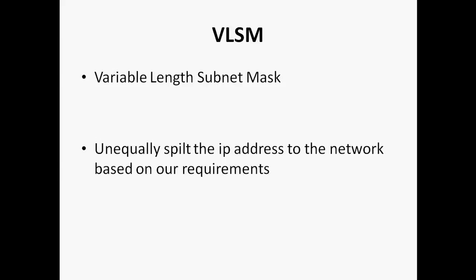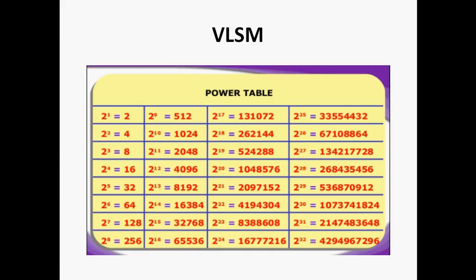That means depending upon our requirements I can split the IP address. For example, for Office 1 I need 10,000 IP addresses, and for Office 2 I need 2000 IP addresses. So depending upon our requirements I can split the IP address. That is the VLSM concept. In subnetting you should learn the 2 power table. The 2 power table is very important.